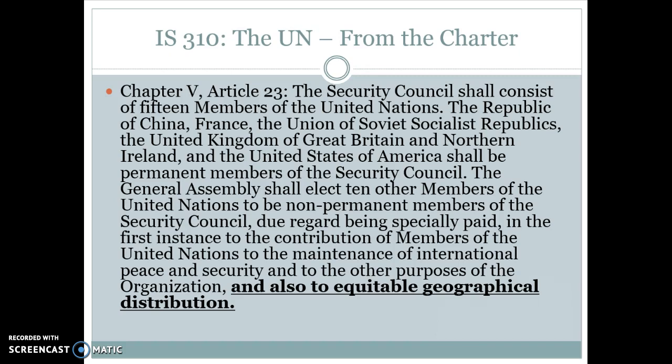This is Chapter 5, Article 23 of the Charter, which is talking about membership of the Security Council. It lays out, first and foremost, the 5 permanent members: the Republic of China, which has since been changed to the People's Republic of China; France; the USSR, which has since been changed to Russia; the United Kingdom; and the United States. The General Assembly then gets to elect 10 other non-permanent members. You're looking at their contribution to the maintenance of international peace and security, but it doesn't tell you how that will go. But also, and here's the key, equitable geographical distribution.